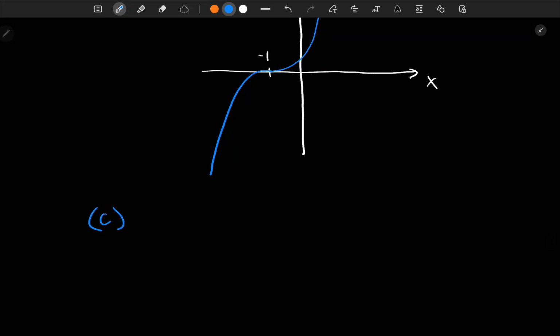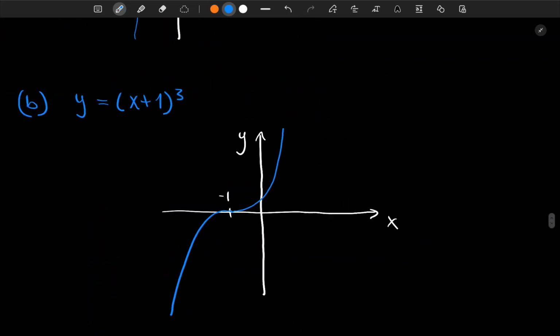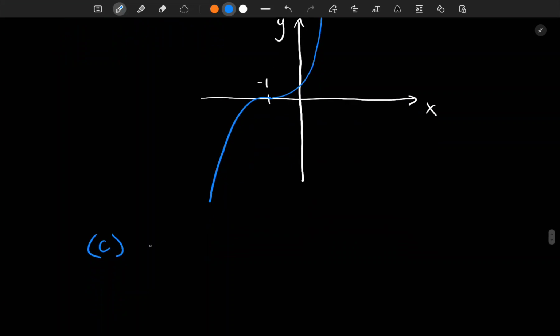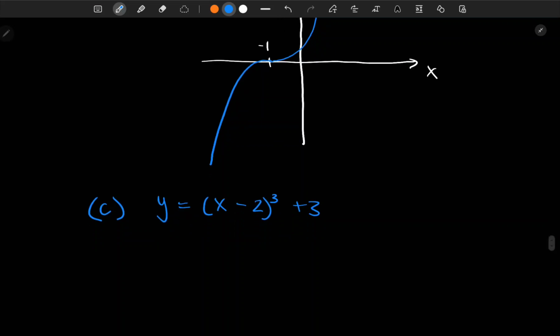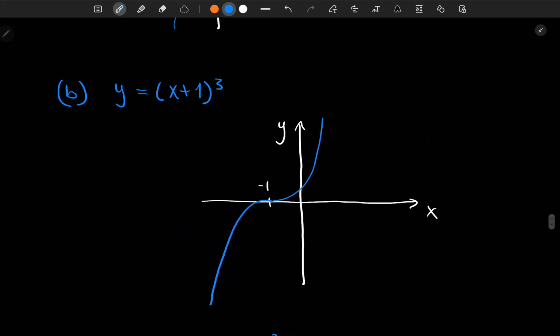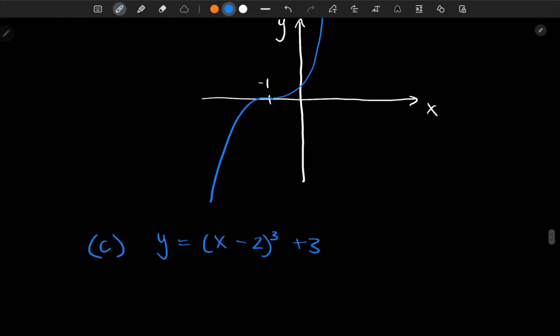Considering some other plots, just to cover a variety of them, if we were to add, say, a shift to what I just drew above, so say y is equal to x minus 2 cubed plus 3. Whereas we had x plus 1, that shifted it to the left, x minus 2 will shift it to the right.